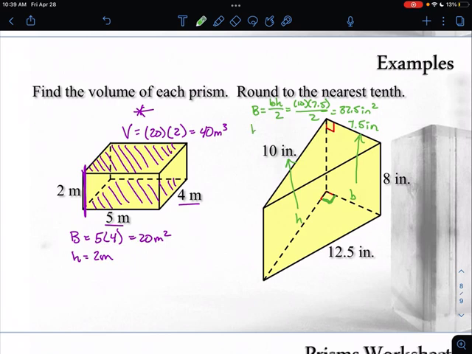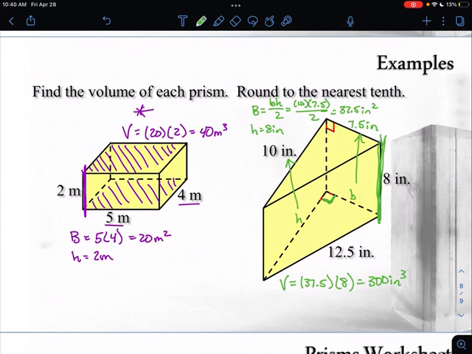Then I need the height of my prism, and again, the height is from base to base. From triangle to triangle here, the height of my prism is 8 inches. So when I put it all together, the volume of my triangular prism would be the 37.5 from the area of my base times the height of my prism, 8, and that gives me a total volume of 300 inches cubed.